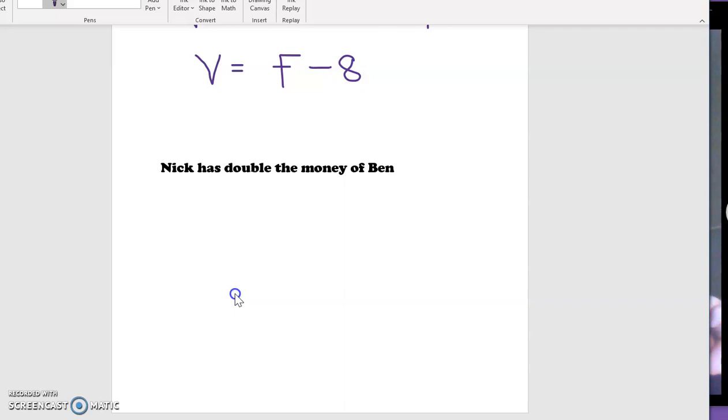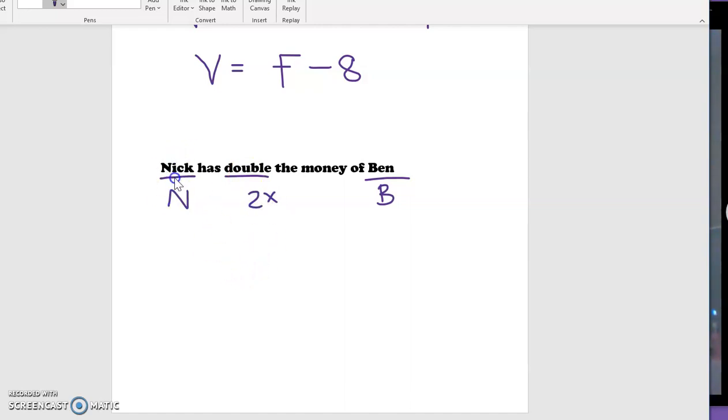Let's look at one more. Nick has double the money of Ben. So again, we don't know how much money Nick has. We don't know how much money Ben has, so I'll use the variables N and B. And then the keyword in this one is double, which means 2 times.